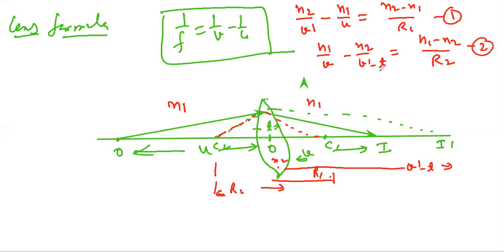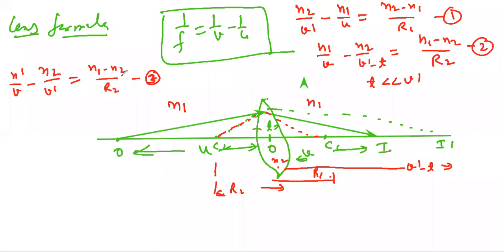We'll do one approximation. This T is far less than V dash, so ignore it. Your formula will become N1 upon V minus N2 upon V dash is equal to N1 minus N2 upon R2. This is the third equation. Do you have any kind of problem? No, sir. First and third you should add.